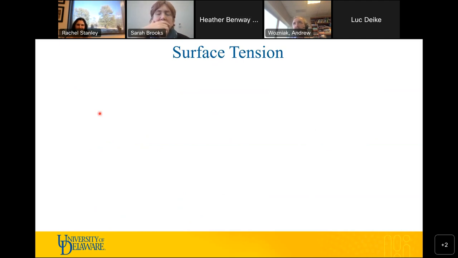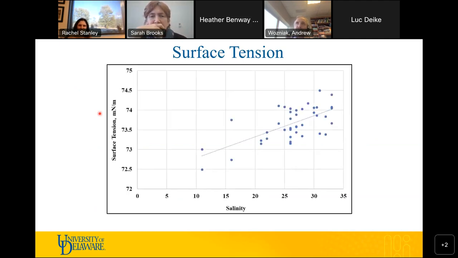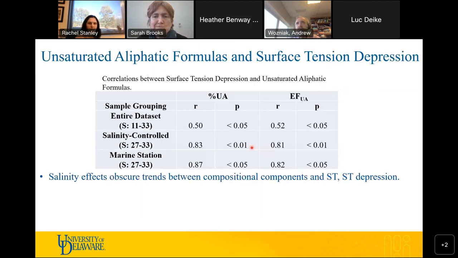So what's happening with our surface tension? Well, if you know something about surface tension, you notice there's a flaw in our design, and that's that salinity is going to be a factor in surface tension. And so isolating the effects of organic matter based on our data set is going to be a bit of a challenge. So what we decided to do was take a look at a smaller subset of our data, concentrating on the samples collected above a salinity of 27. That encompasses our marine station and a couple of sampling points from the other stations.